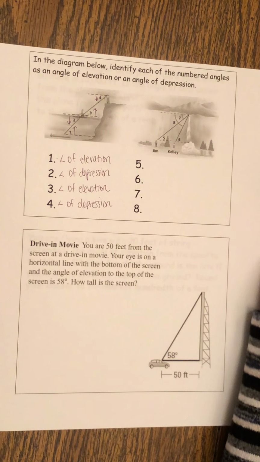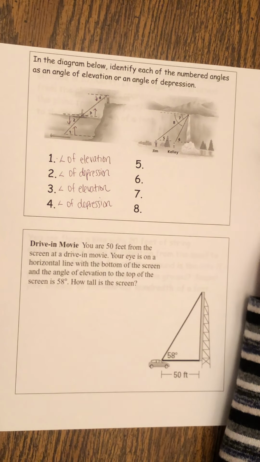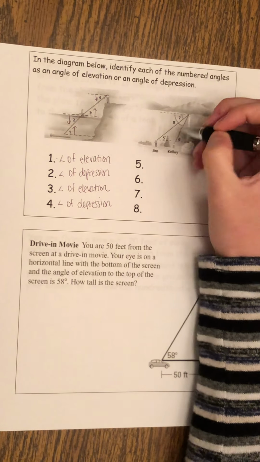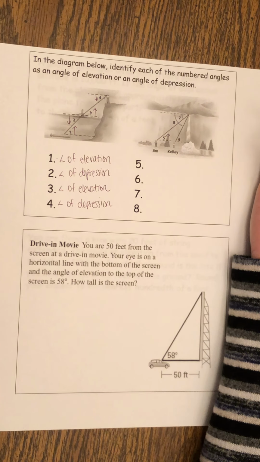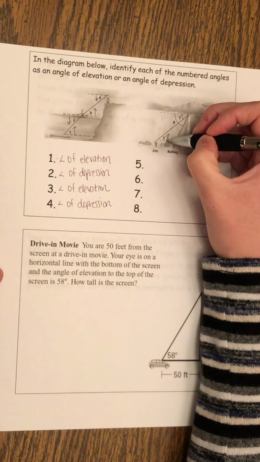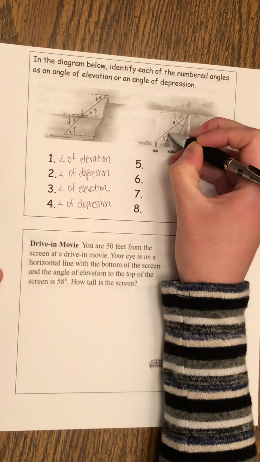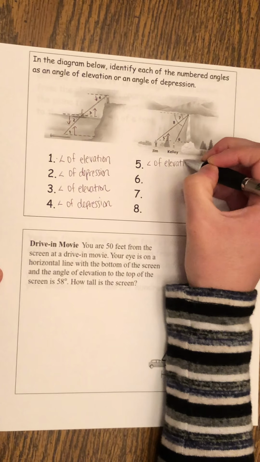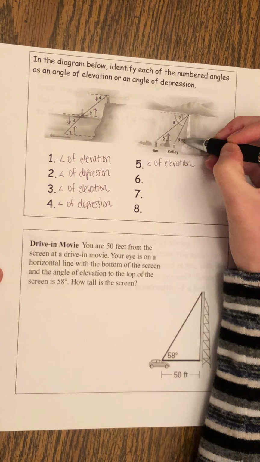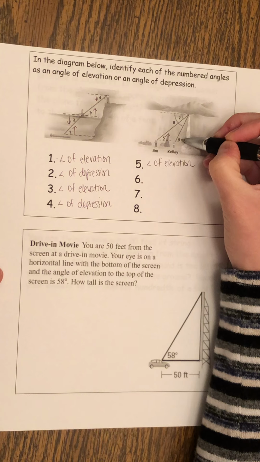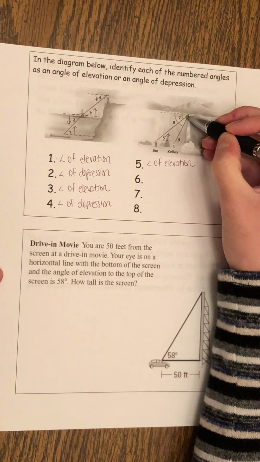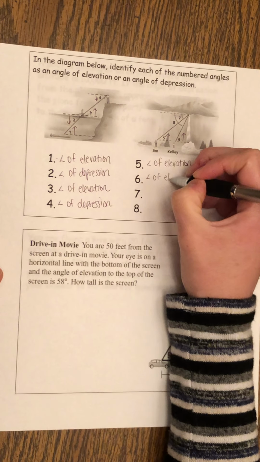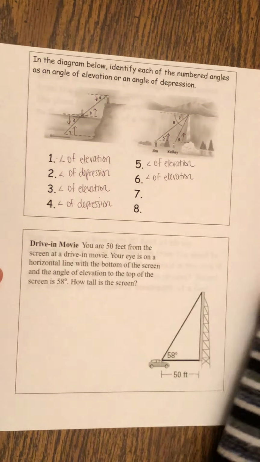For the next picture on the right, we want to find angle 5 first. So angle 5 is right here. Again, the diagonal part of the angle is above the horizontal part of the angle. So angle 5 is drawn up from the horizontal. So this would be an angle of elevation, as would angle 6. It's situated the same way. The diagonal part of angle 6 is above the horizontal part. So this would also be an angle of elevation.